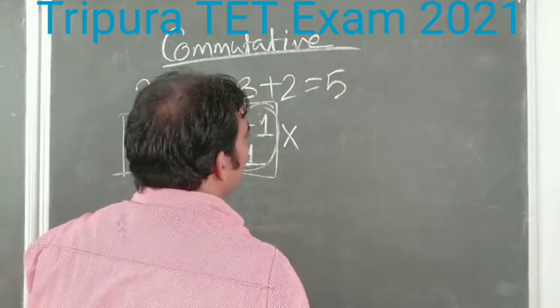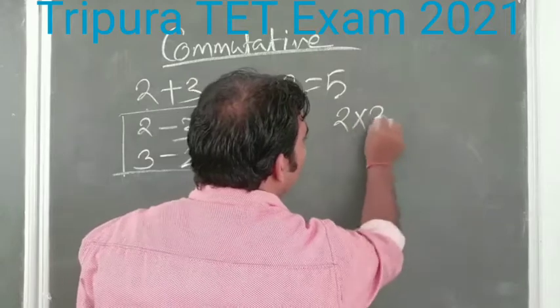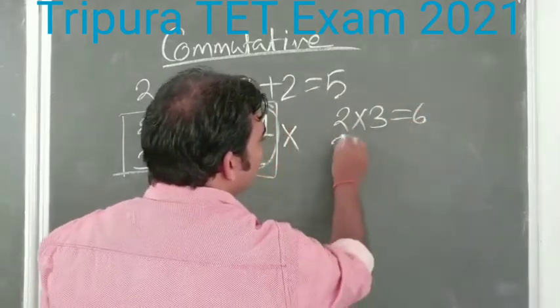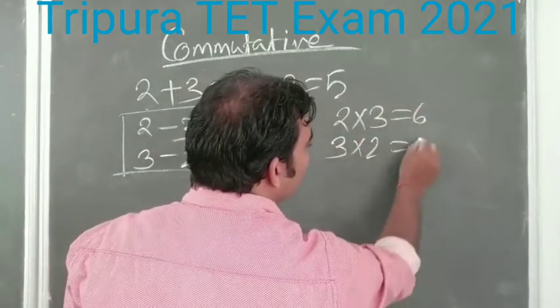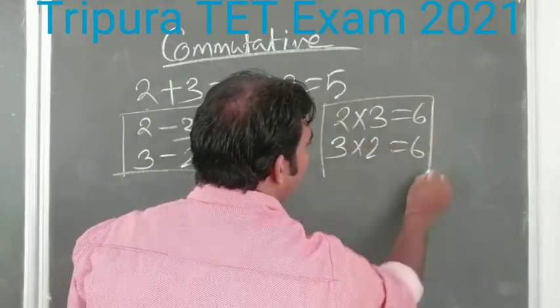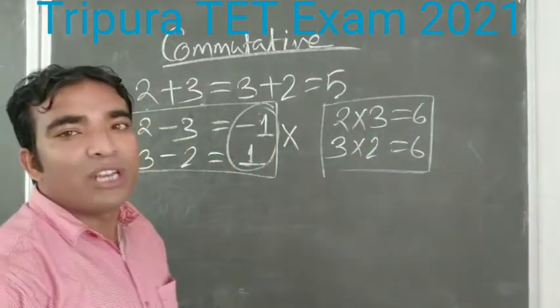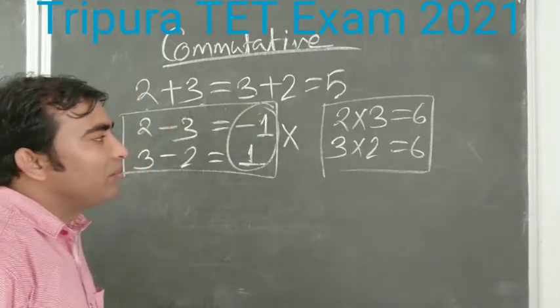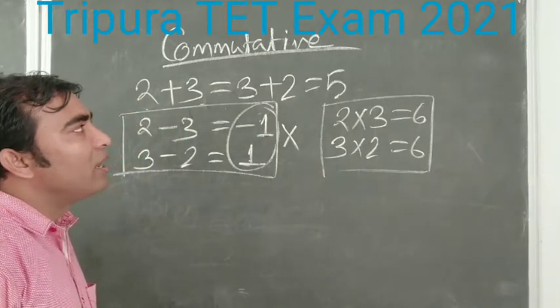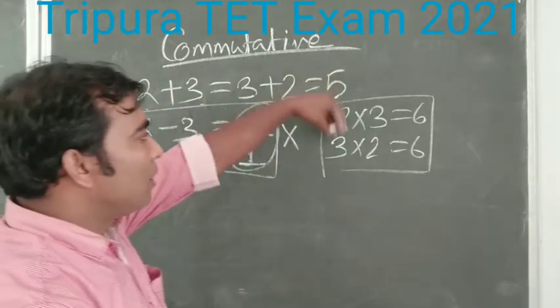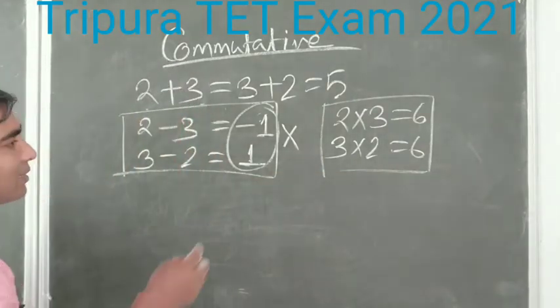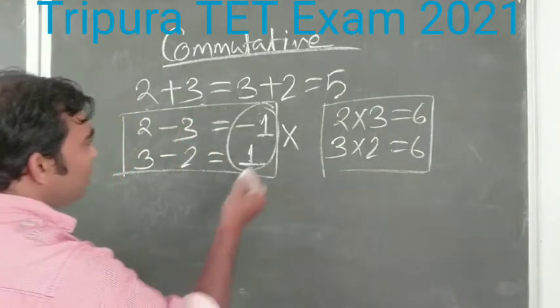Similarly, the commutative property is closed under multiplication also, because in the case of multiplication, if we interchange the position of the numbers, the result will be the same. So multiplication is also closed under the commutative property. Next we will see division.